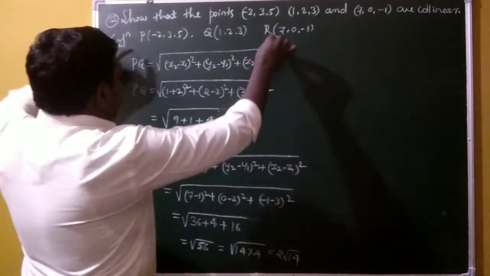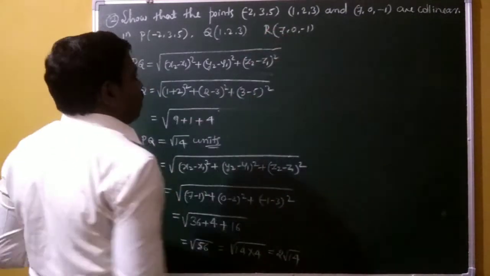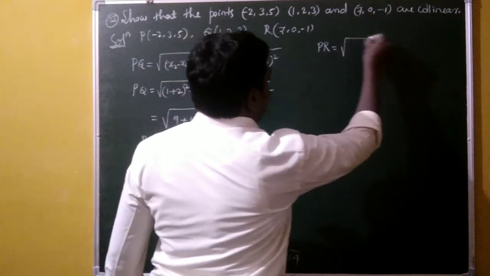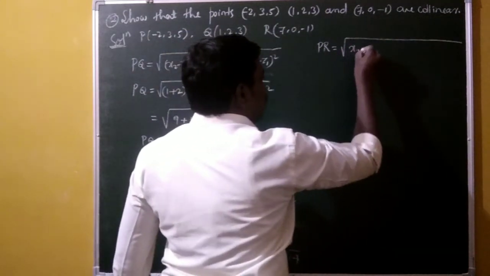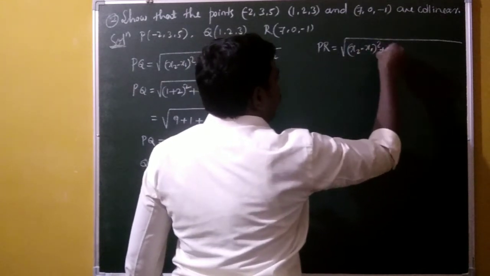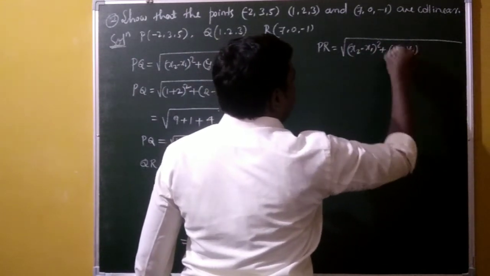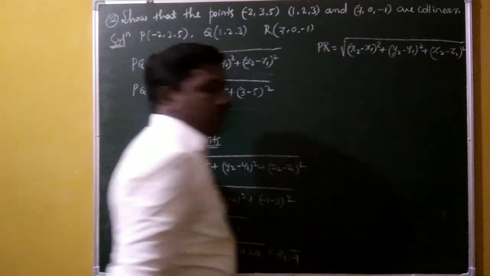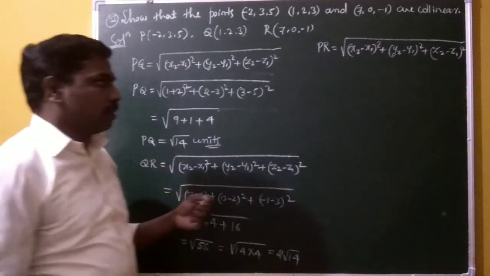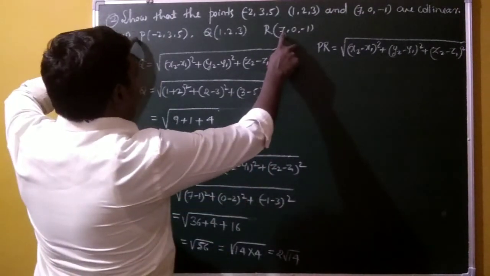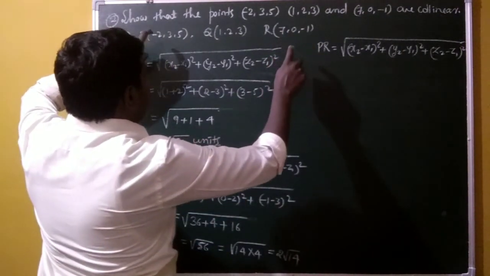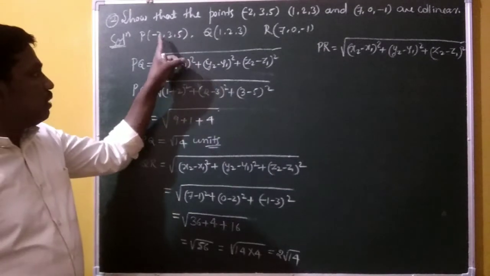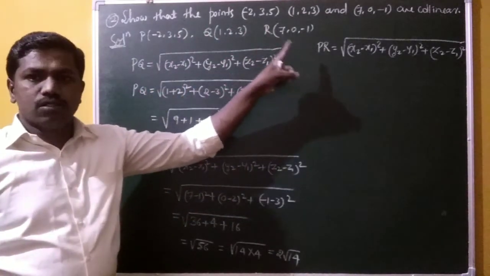Next, what do we do now? Let's calculate the PR distance, the distance between P and R. Again write the distance formula: (x2 minus x1) whole square, next (y2 minus y1) whole square, next (z2 minus z1) whole square. Writing the formula like this gives you practice with the formula. Now we are calculating the distance between P and R. Let's take this as x1 y1 z1 and this one as x2 y2 z2.